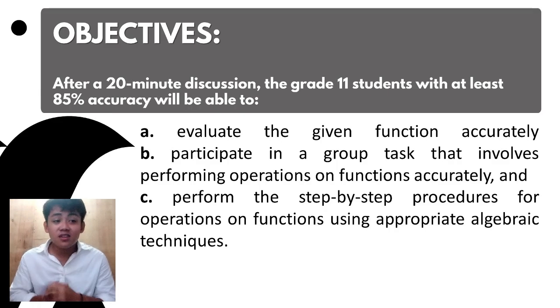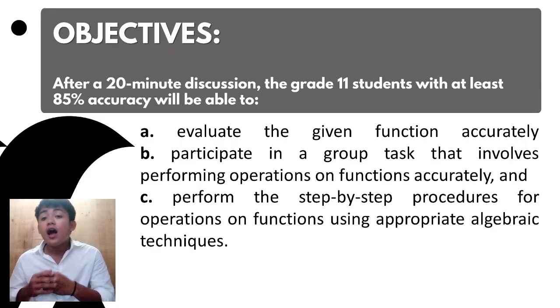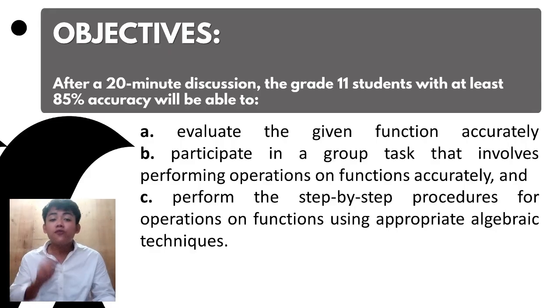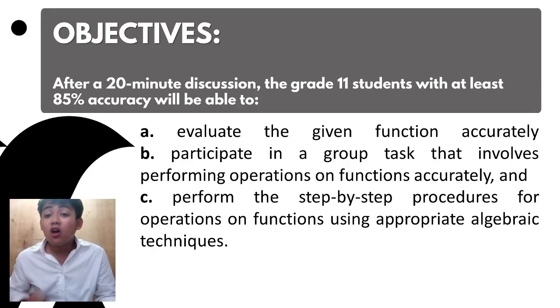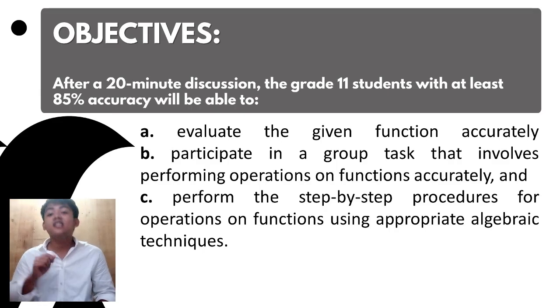In a 20-minute discussion, you, the grade 11 students, with at least 85% accuracy, will be able to first, evaluate the given function accurately. Second, participate in a group task that involves performing operations on functions accurately. And lastly, perform the step-by-step procedure for operations on functions using algebraic techniques. With those objectives in mind, let's start exploring how to combine functions using different appropriate operations.